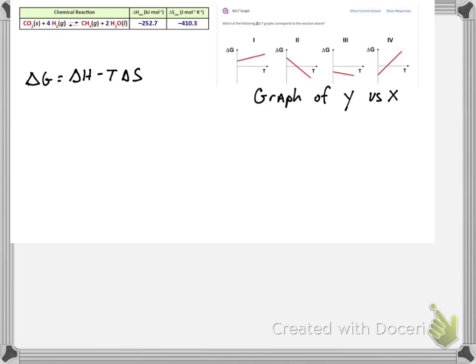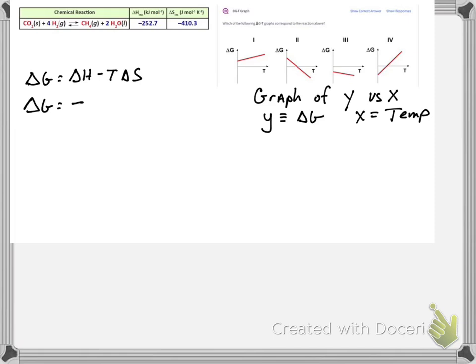And we make graphs of it, so it's a line. We make y versus x graphs, and we want y to be delta G and x to be the temperature, capital T. There are four possibilities, because there are four possibilities of signs for delta H and delta S. So there are four graphs.